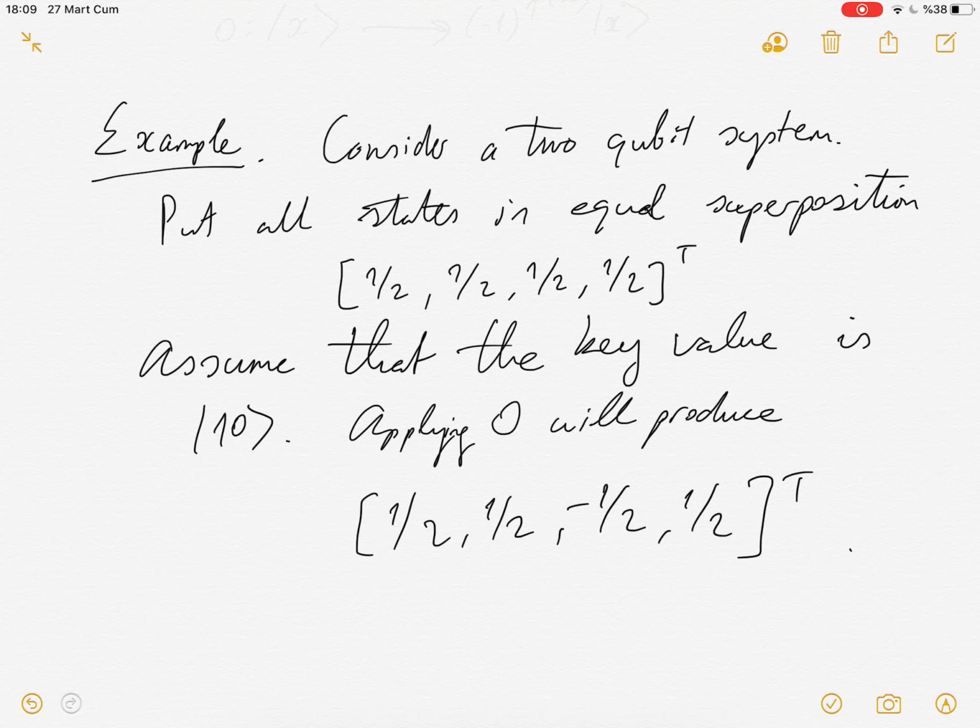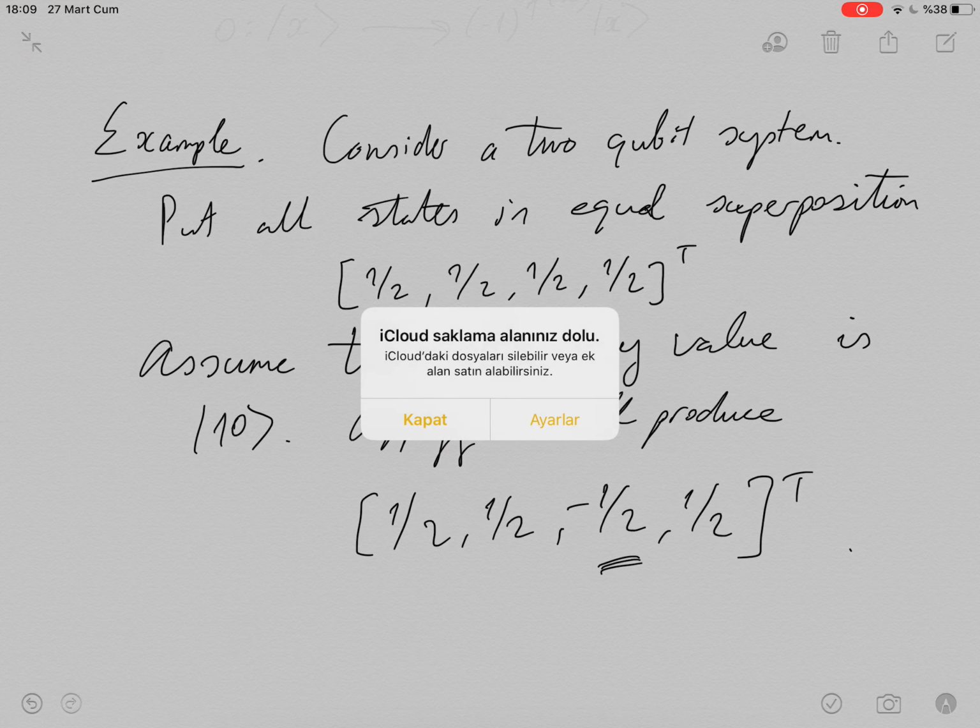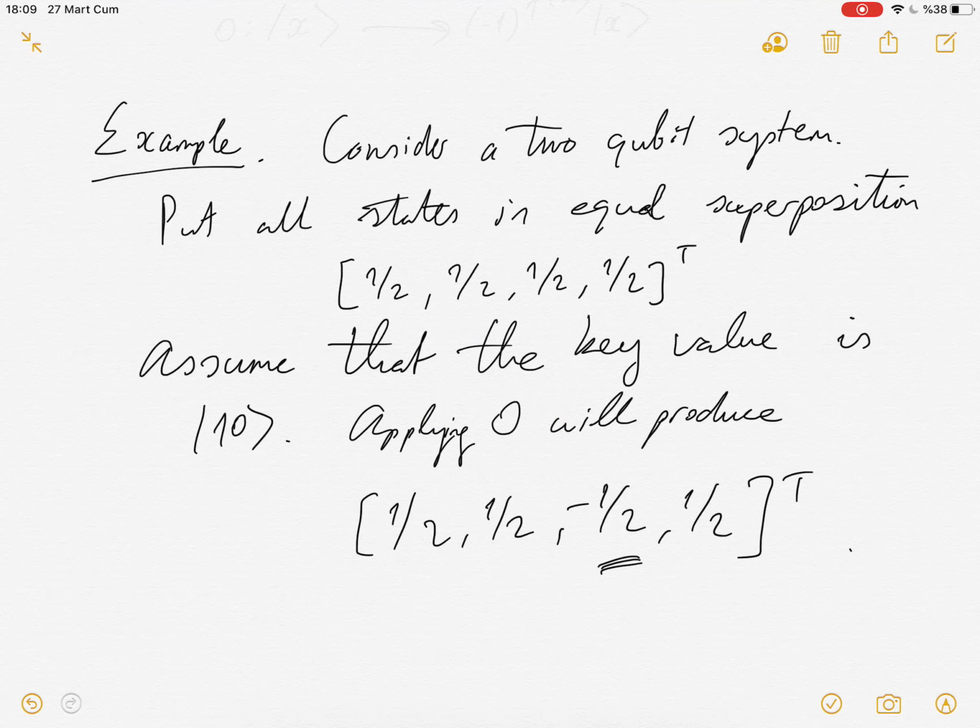So it leaves the rest of the states the same, but it flips the sign of the basis state 1, 0, which is our key value, the value that we're trying to find. But measuring this new state, let me denote it by psi, will give us one of the basis states with equal probability. So this is very ineffective. Somehow we want to measure the basis state 1, 0. We need to pick this up. But how can we do that when all the amplitudes are the same?